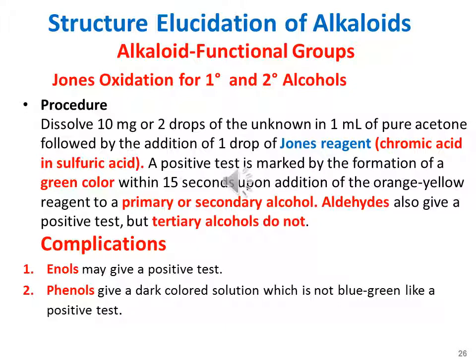Remember that the Jones reagent is an orange yellow color reagent. A positive test is indicated by the formation of a green color within 15 seconds upon addition of the orange yellow reagent to a primary or secondary alcohol. So it reacts only with the primary or secondary alcohols. If your sample contains primary or secondary hydroxyl groups, then upon adding the Jones reagent, it will produce the green color within 15 seconds of the addition.